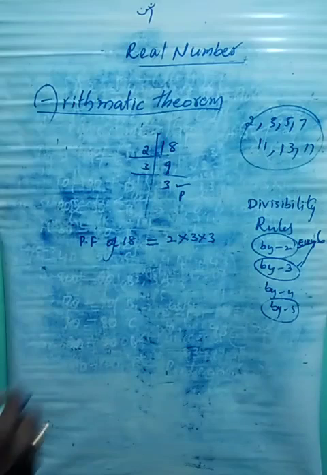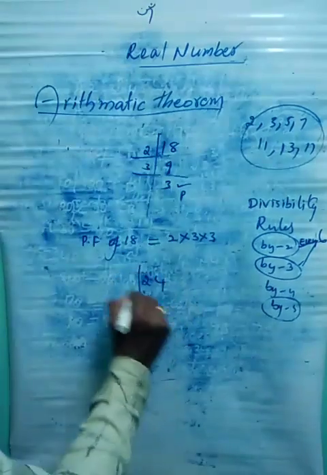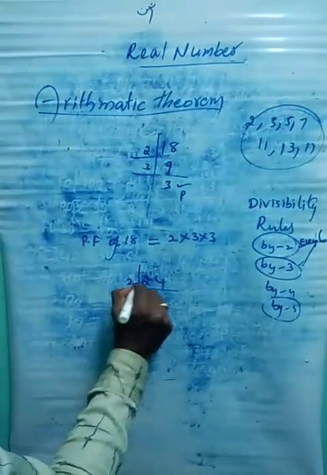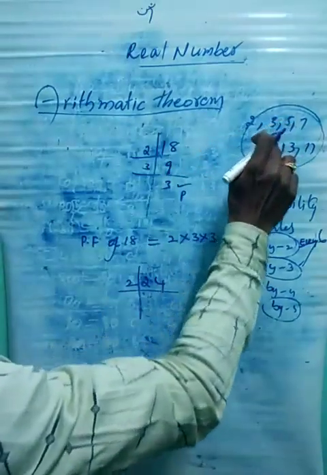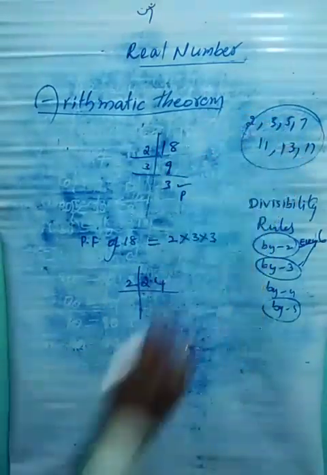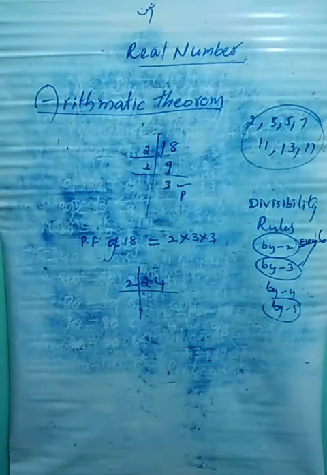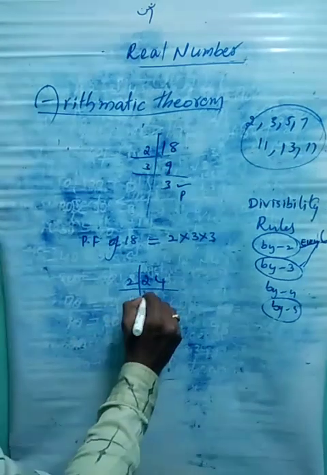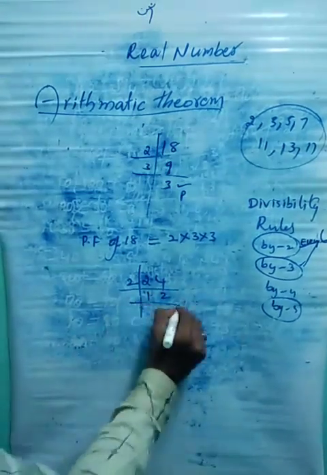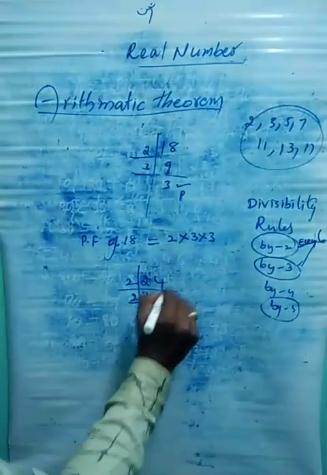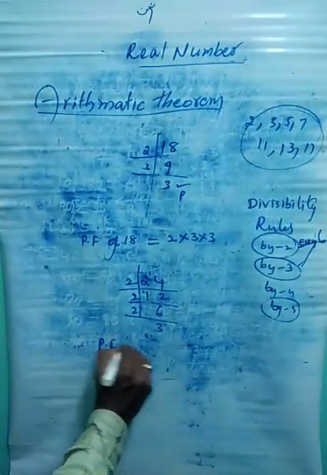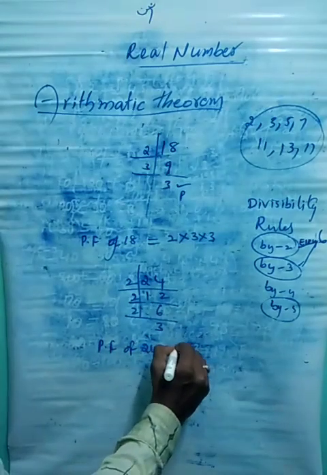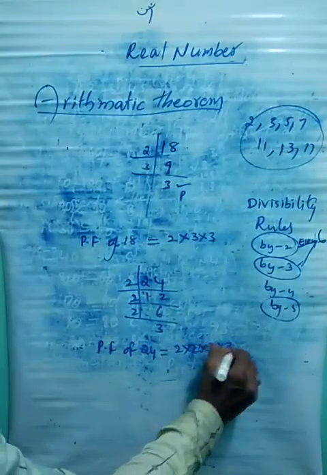And like that, we want to take another number, 24. 24 means the 2 table, I am taking first 2. For 2 is not possible, then we take 3. 3 is not possible, we can't take 4, because 4 is a composite number. Only we need to take prime numbers to factorize this. 2 1s are 2, 2 2s are 4, 2 6s are 12. Again 2 3s are 6. Now prime factors of 24 is equal to 2 into 2 into 2 into 3.